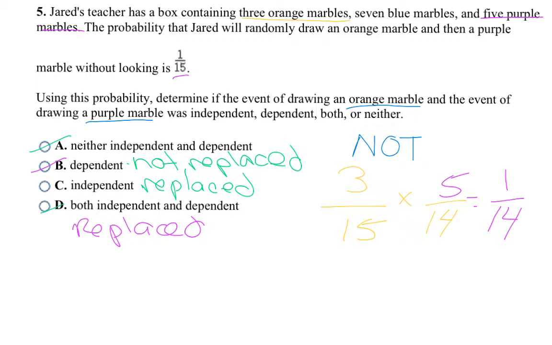So if it was replaced, I'm still going to have 3 out of 15 chances of getting that orange marble the first time. But if it's replaced, I have 15 marbles in the bag the second time. And 5 of them are still purple. So this time I'm going to multiply 3 over 15 by 5 over 15. And once that's reduced, I get that 1/15 that I'm looking for. So that does mean for sure that C is going to be my final answer.